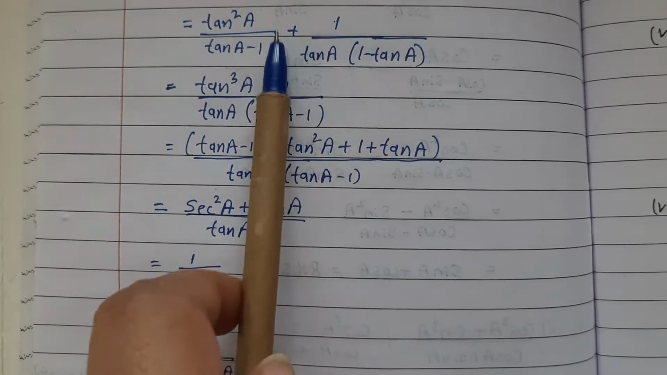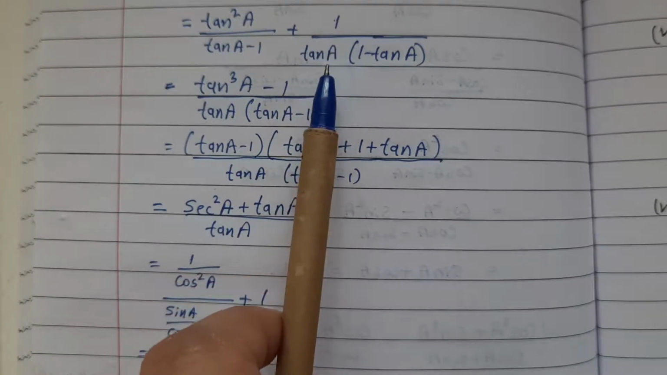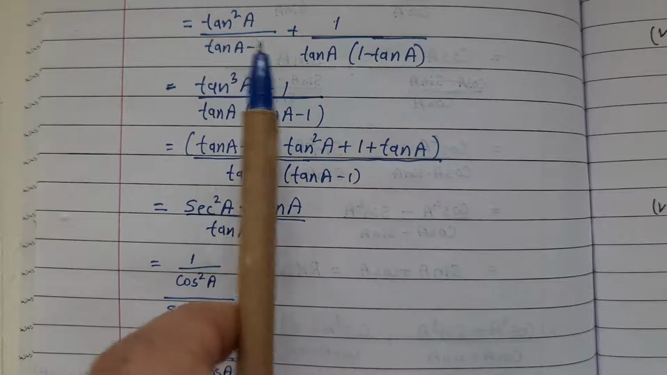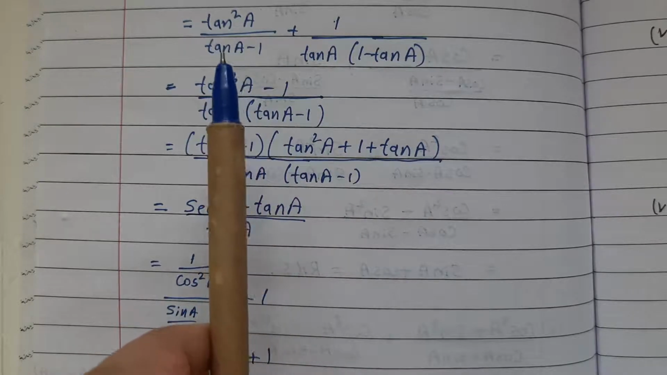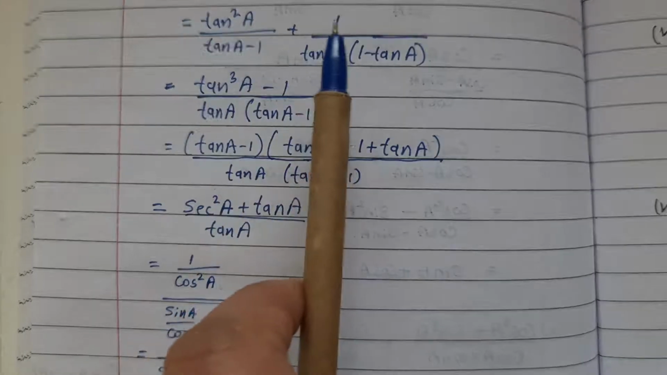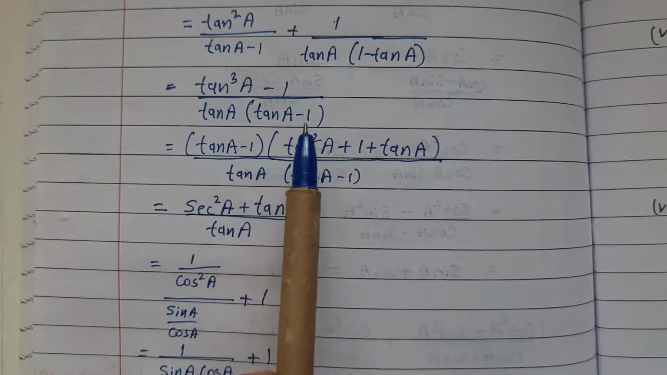Multiply by minus on both the sides. So this will become minus 1 upon tan A into (tan A minus 1). The LCM of the denominator will be tan A into (tan A minus 1). Therefore, multiply and divide this term by tan A. So, this is tan cube A minus 1 upon tan A into (tan A minus 1).